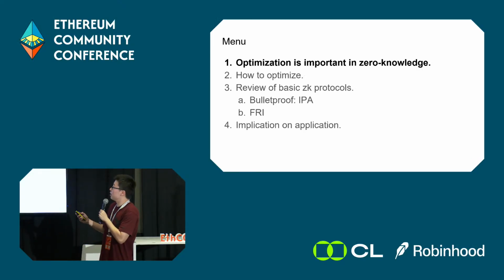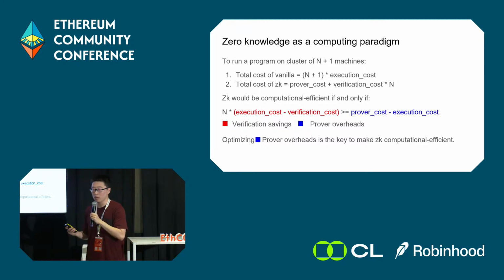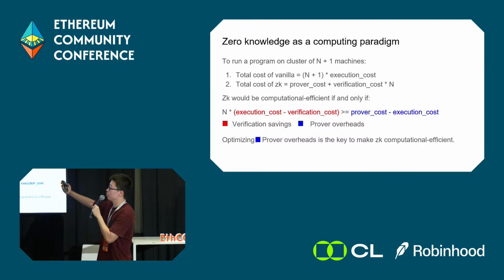But okay, so zero knowledge. To understand why zero knowledge proving optimization is important, we need to view zero knowledge as a computing paradigm. What it means is, if we want to run a computation on a cluster of n+1 machines, we have two ways. One is the vanilla way, where we pay n+1 multiplied by the execution cost. Or we can use zero knowledge to run it, choose a prover, and then verify it on another machine. Rearranging the equation, we basically get this inequality.